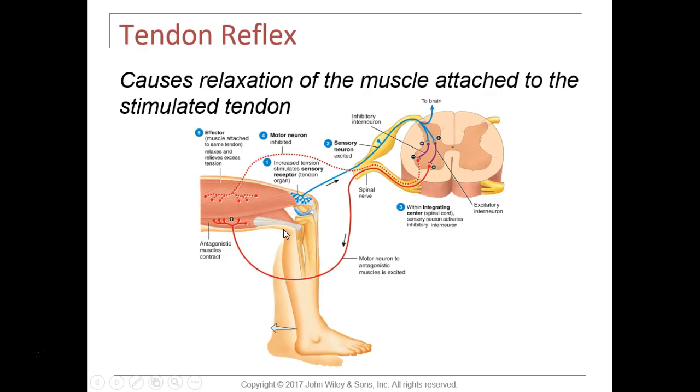Now, the last reflex that we're going to look at is a tendon reflex. And the tendon reflex is a reflex that prevents a muscle from putting too much tension on a tendon. So it prevents the tendon from ripping or tearing. So let me just re-clarify that.